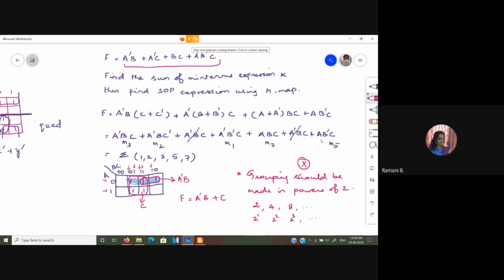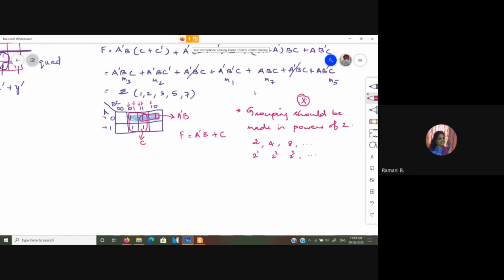Okay, so if any particular minterm is not going to form any group, a single minterm will give you a term with 3 literals in the case of this 3 variable K-map.